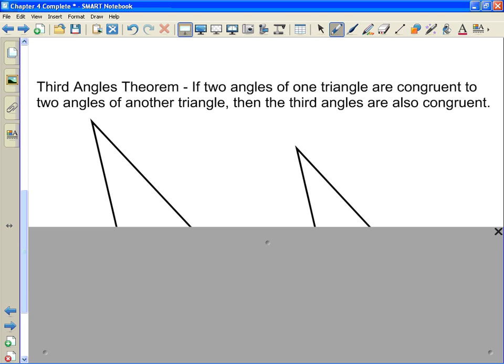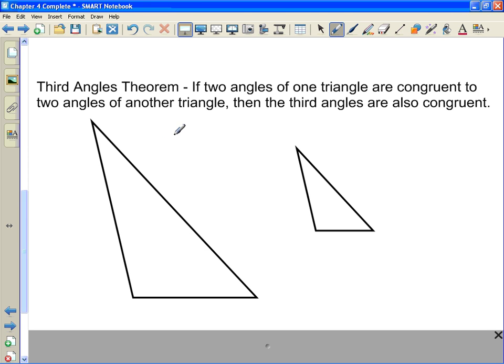Another theorem we're going to have is the third angles theorem. If 2 angles of one triangle are congruent to 2 angles of another triangle, then the third angles are also congruent. This comes from our triangle sum theorem.